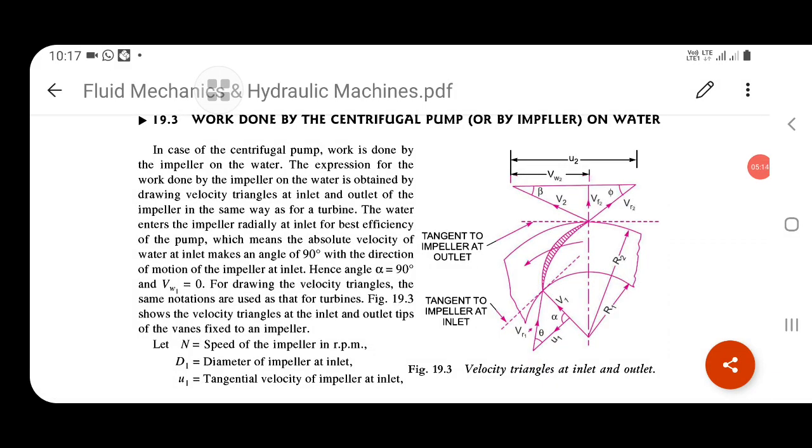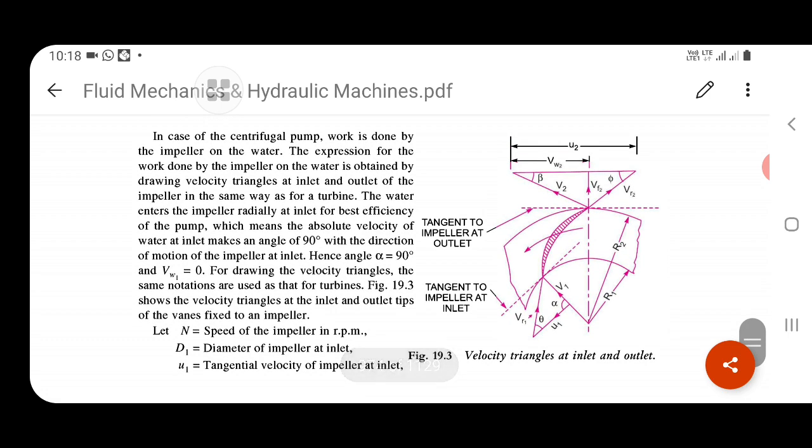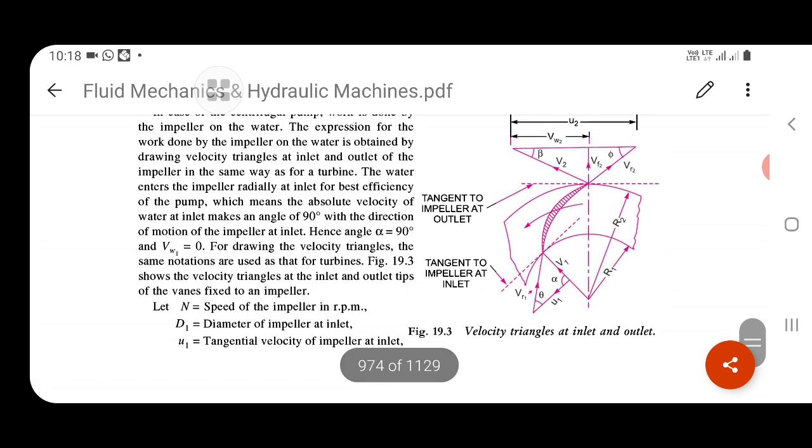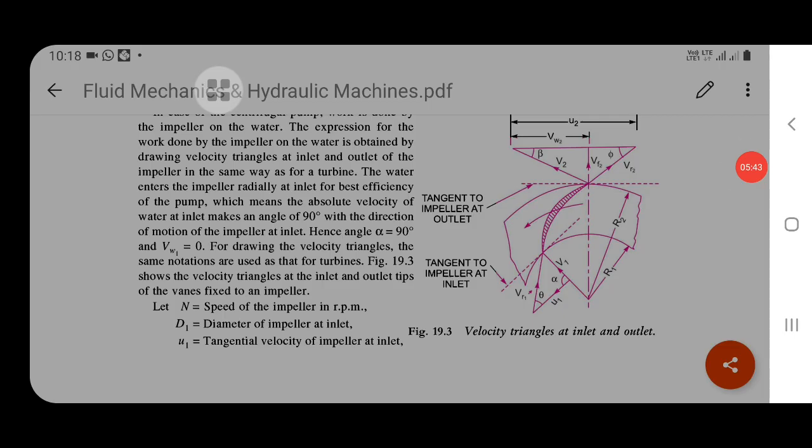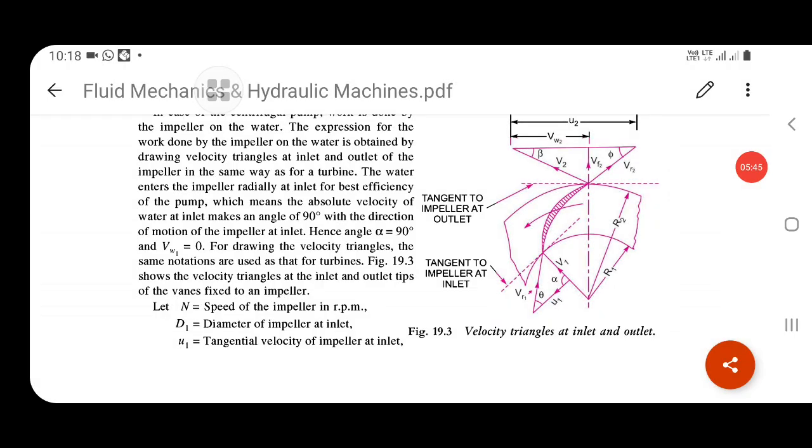So in a centrifugal pump, the work done by the impeller on the water, drawing the inlet triangle and outlet triangle. The water enters radially and leaves at 90 degrees. So alpha is 90 degrees, and N is the speed of the impeller. D1 is the diameter of the impeller, U1 is the tangential velocity of the impeller at the inlet.